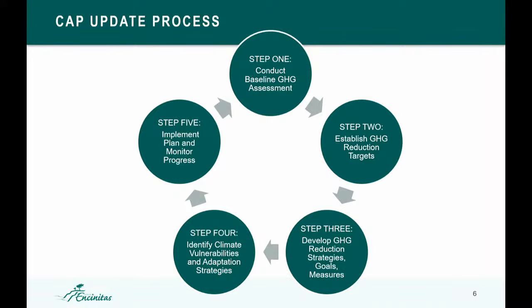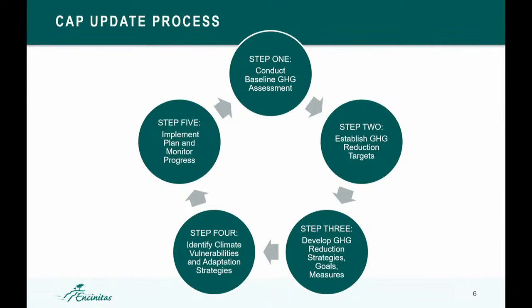This presentation will go through the 5-step process of what it takes to update a climate action plan and make sure that each step of the process is understood. We'll start with step 1, which is to conduct a baseline greenhouse gas assessment, also typically called a greenhouse gas inventory. So the first step was to update that inventory for the city. Step 2 is to establish greenhouse gas reduction targets. So how much do you want to reduce those emissions within the city? Step 3 is to develop greenhouse gas reduction strategies, goals, and measures by which you would actually reduce those emissions to try to achieve those targets.